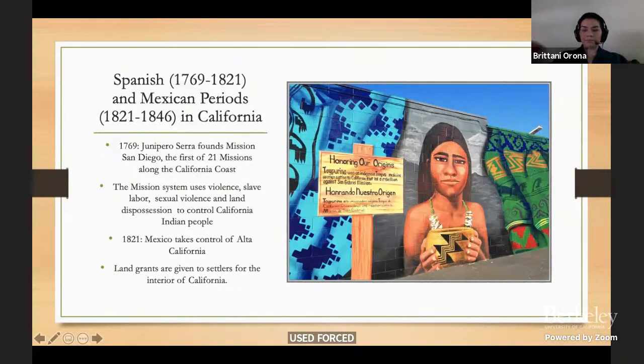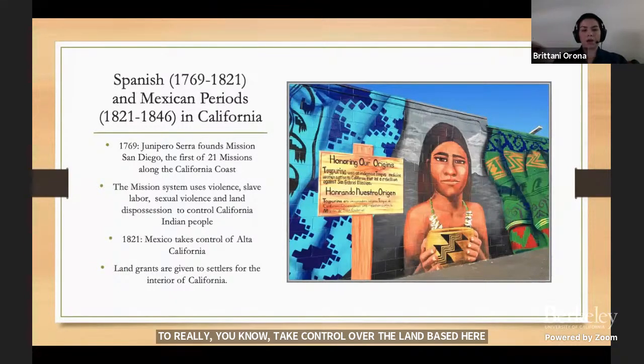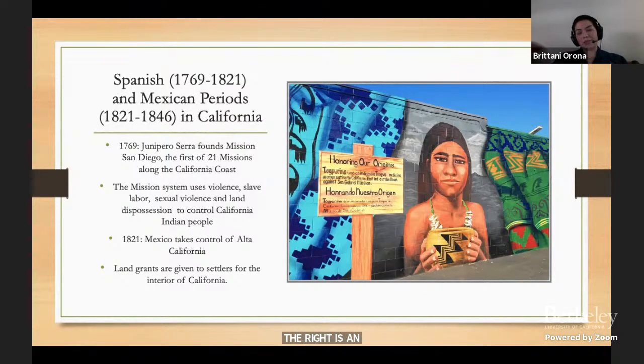really take control over the land base here in the valley. So he grew hops. He was a hop farmer, did livestock, and then also sold Indian people back and forth to different landowners. And then this photo on the right is Toypurina, an indigenous Tongva woman who led a rebellion at San Gabriel Mission.